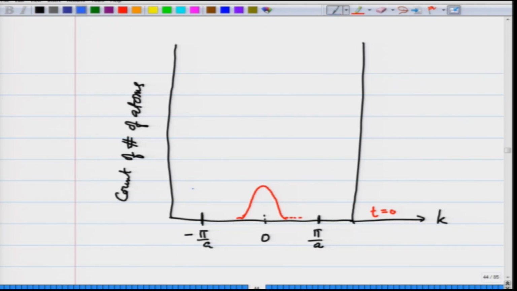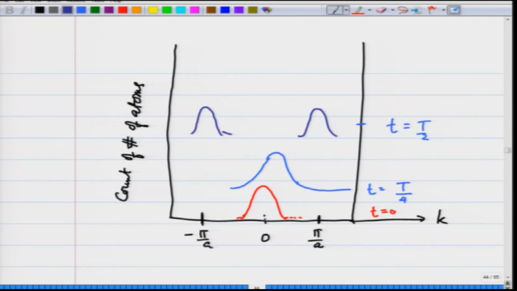They then measured that this wave packet shifted to this side at t equals the time period divided by 4. They measured it more and more, and at t equals T by 2, what they saw was two peaks, one at k equals pi by a and one at k equals minus pi by a.